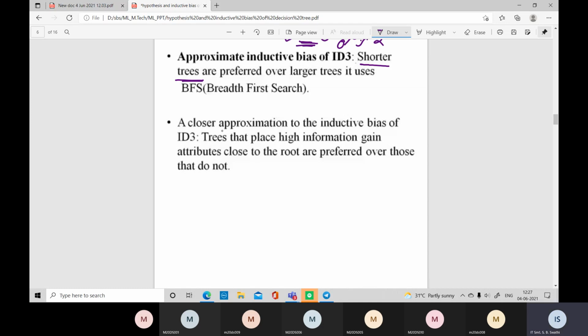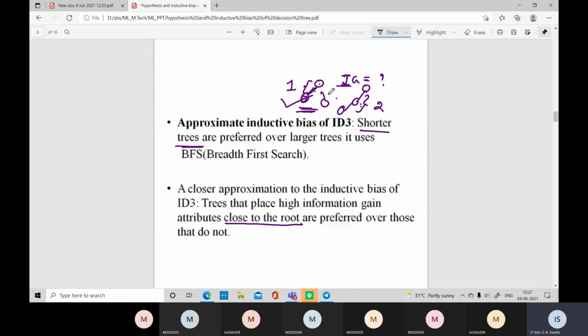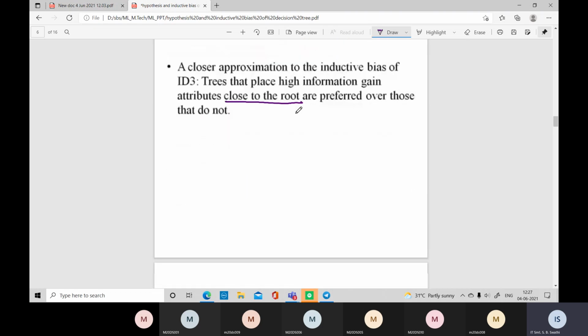The information gain trees will be taken for those trees which are closer to the root, all the nodes which are closer to the root. Here, these two nodes are closer to the root, whereas here, one of the nodes is closer and the other one is not closer. But here, both sub nodes are closer to the root. So the first tree will be selected as our solution.